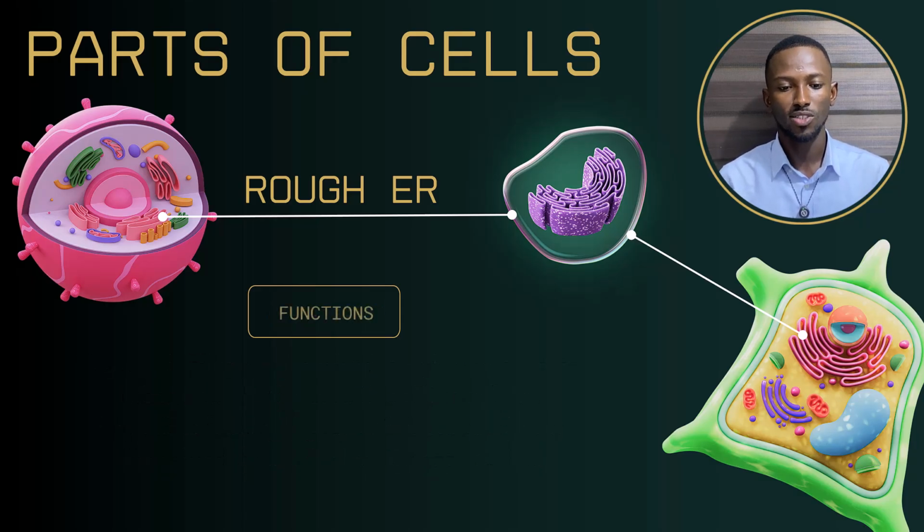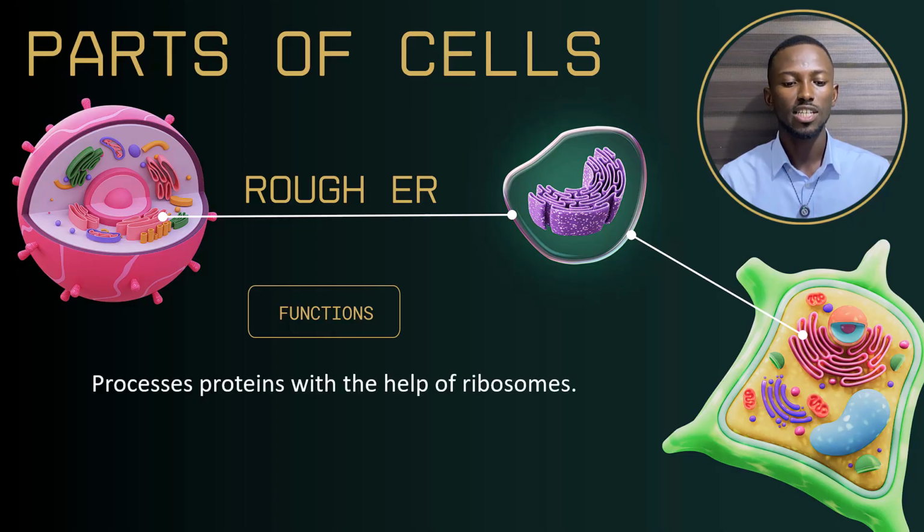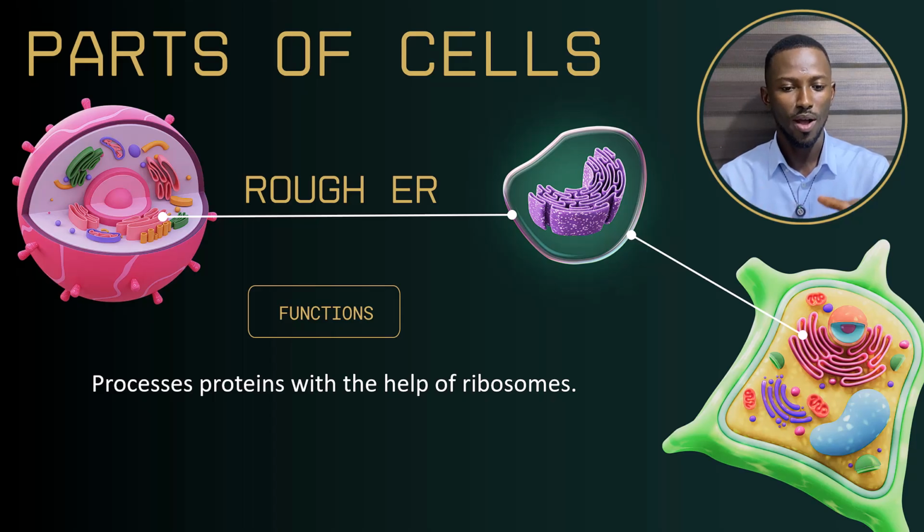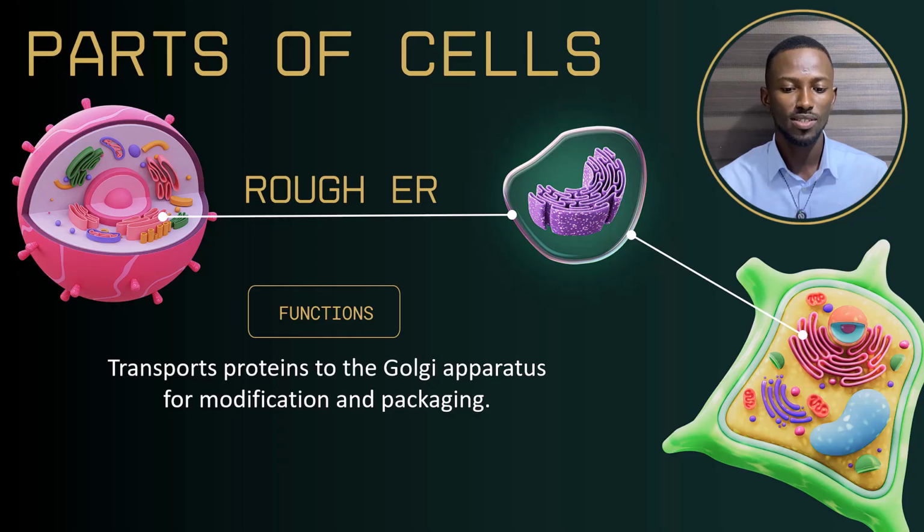So what are some functions of the rough ER? It processes proteins with the help of ribosomes. Remember when we were talking about ribosomes, we said they work with other organelles in making proteins. One of those organelles is the endoplasmic reticulum. And then it transports protein to the Golgi apparatus for modification and packaging. So remember, for proteins to be made, amino acids are linked together to form long chains of amino acids.